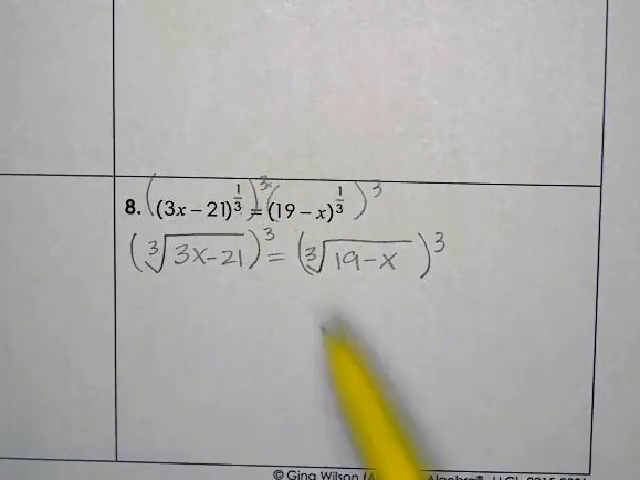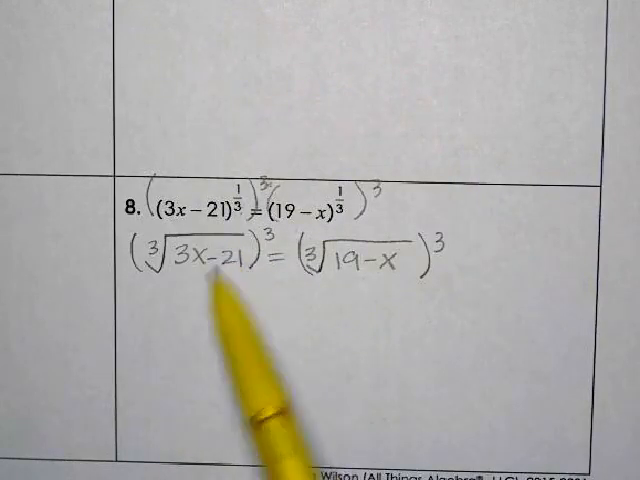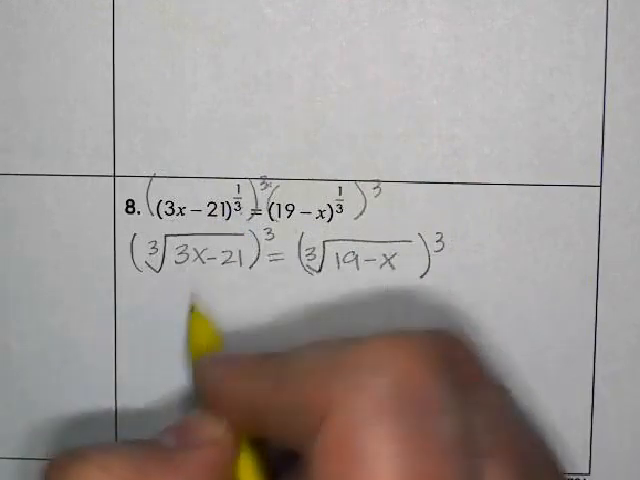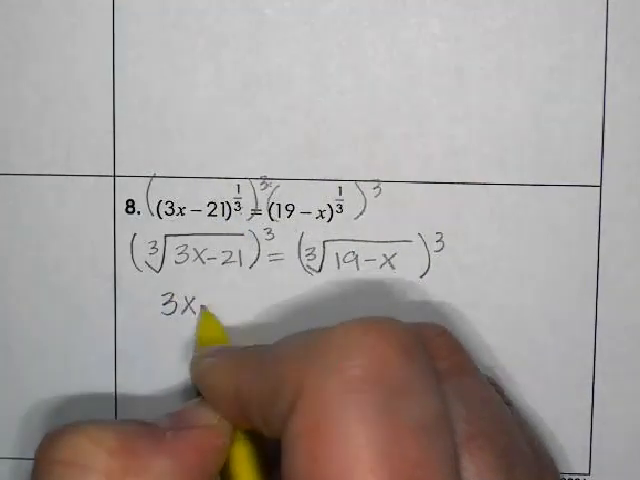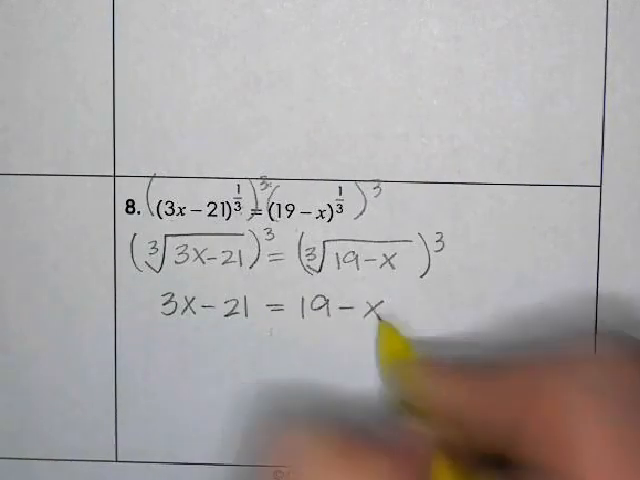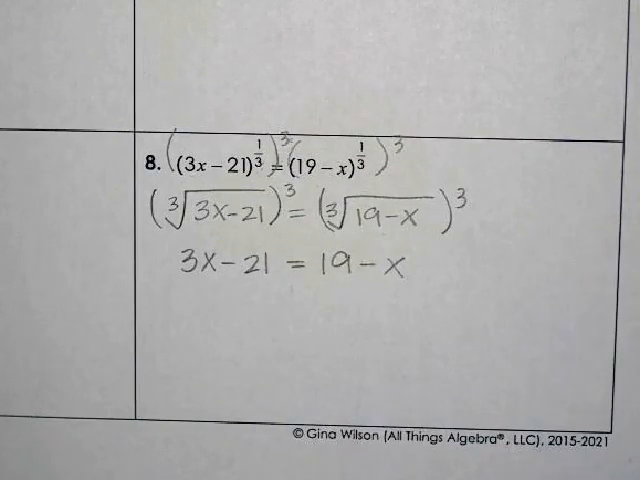And I'm the same way as you, Gracie. I prefer having the radical. So I usually rewrite it that way as well. So we have 3x minus 21 equals 19 minus x. And now we're just at a regular equation. So what should we do? Add the x, okay.